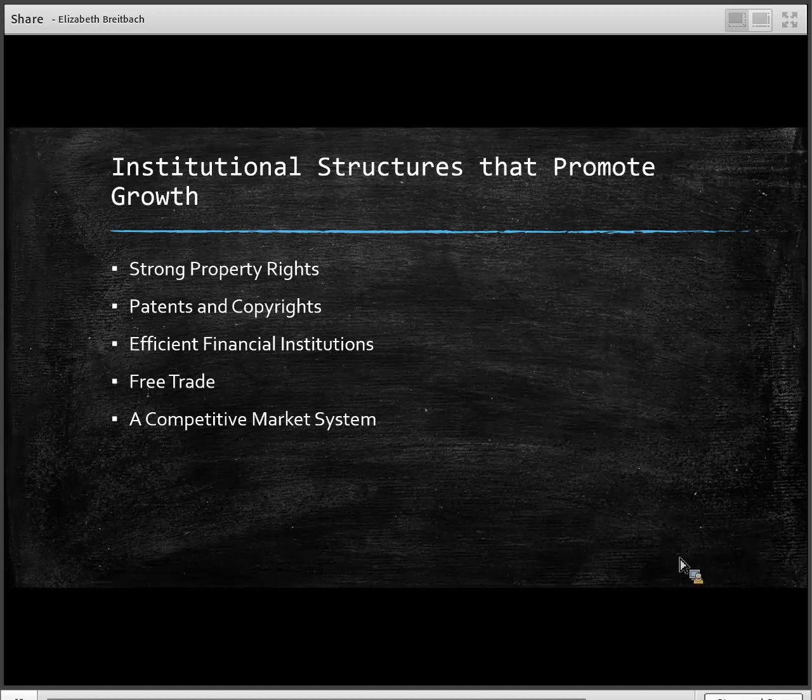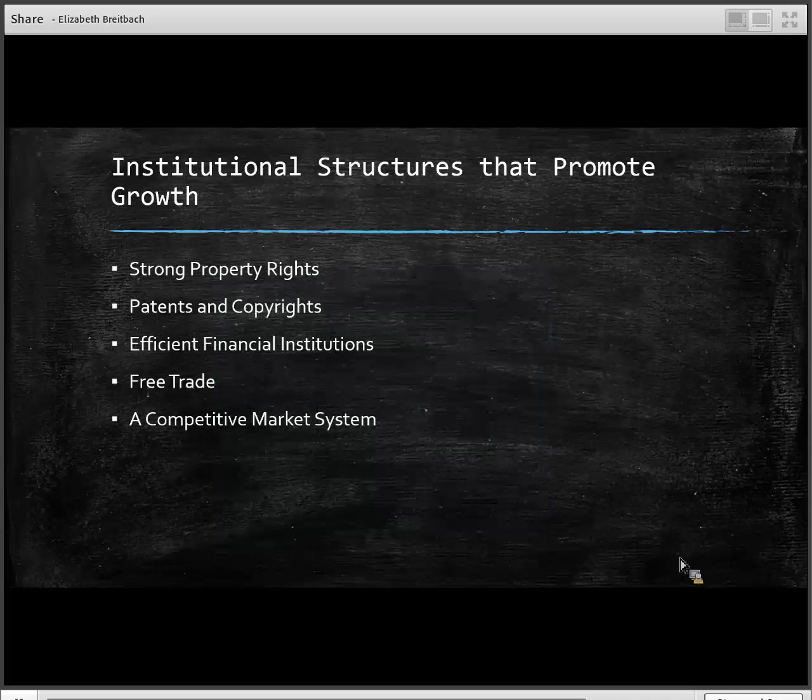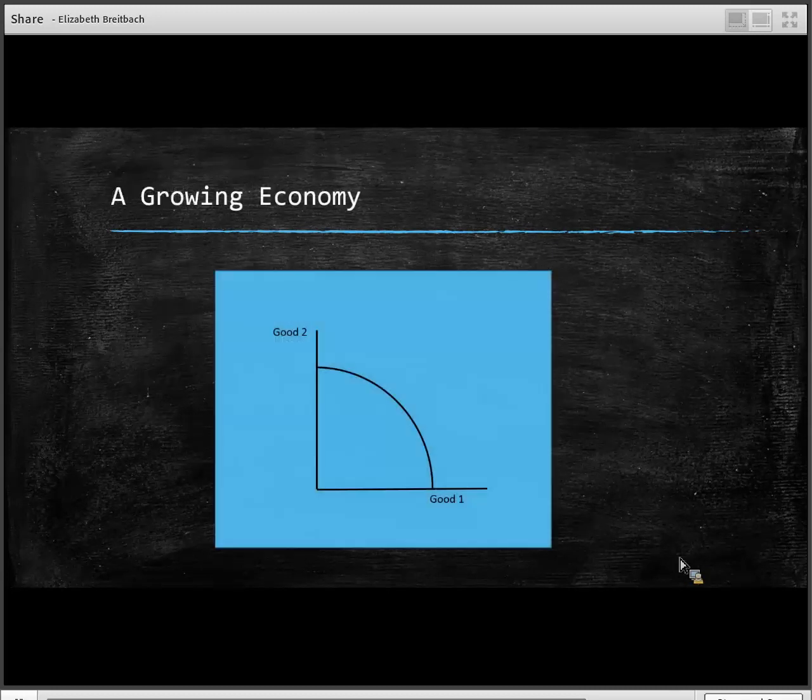A competitive market system. When firms are competing, they are trying to determine the lowest cost method for producing these products. As they're doing that, it's going to encourage innovation and technological growth that's going to further make our economy more productive. All right, so those are some of the institutional structures, things that maybe our government can help support. So when we're talking about that active but limited government, they can step in and play a role to try and promote economic growth.